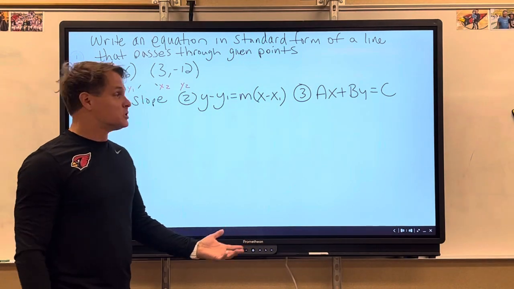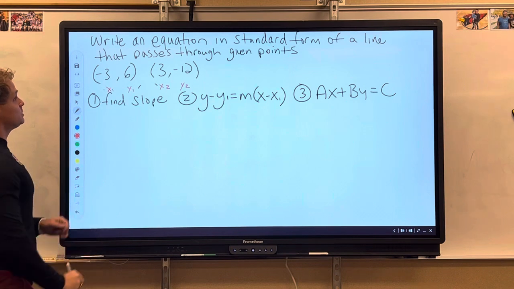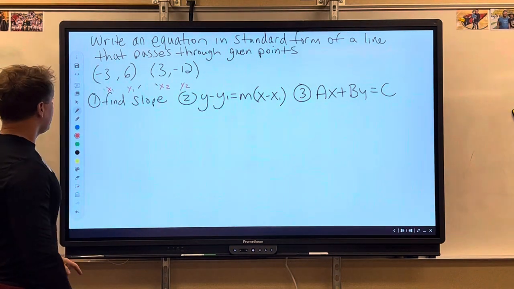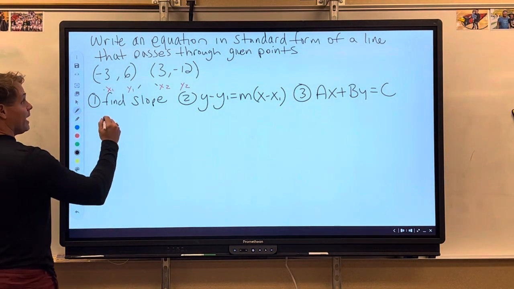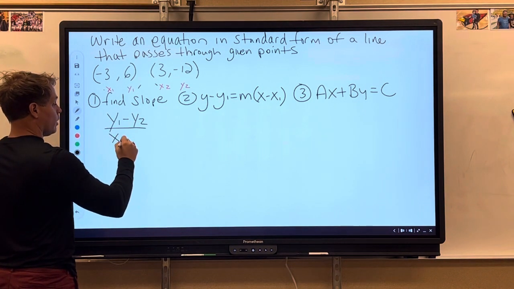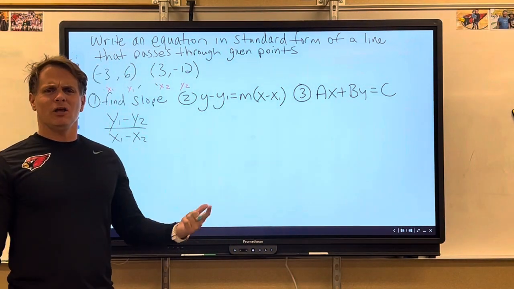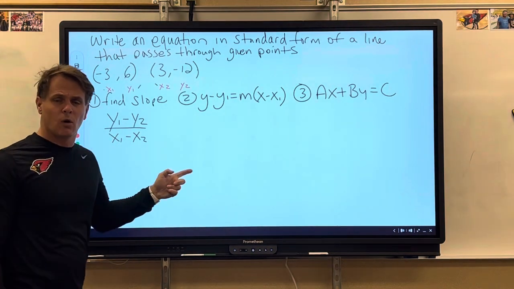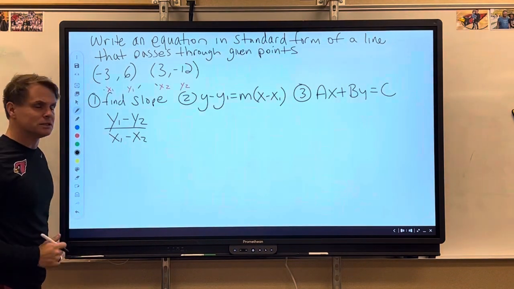Okay, let's see how to do this one. The first thing that we're going to do again is label these points: x1, y1, x2, and y2. And I'm going to put those into the slope formula. The slope formula again is y1 minus y2 over x1 minus x2. Now in books and in other videos, you might see it as y2 minus y1 over x2 minus x1. You'll get the same answer. I think this one's easier to use. That's why I like to use it.